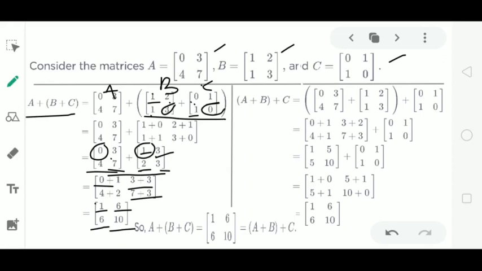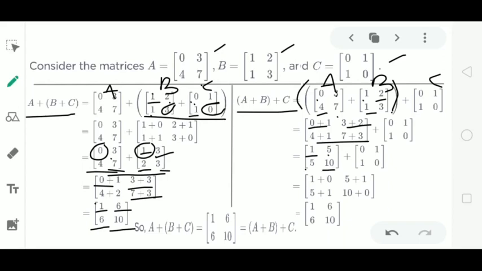Now look at the RHS. RHS is (A plus B) plus C. So we have written the matrices A, B and C. As here A plus B lies inside the bracket, we first find the sum of A and B: 0 plus 1, 3 plus 2, 4 plus 1, 7 plus 3. 0 plus 1 is 1, 3 plus 2 is 5, 4 plus 1 is 5, 7 plus 3 is 10.